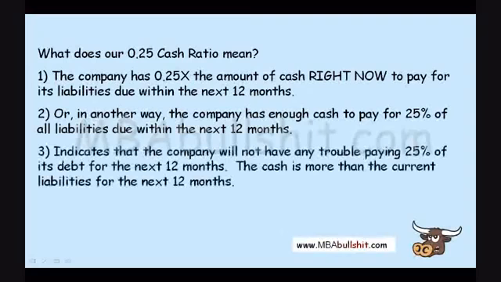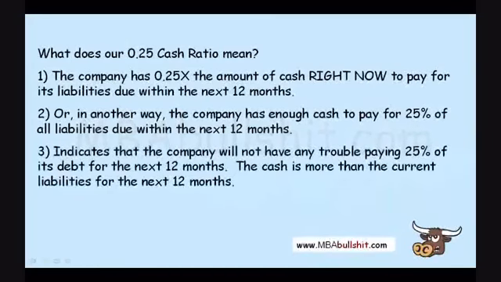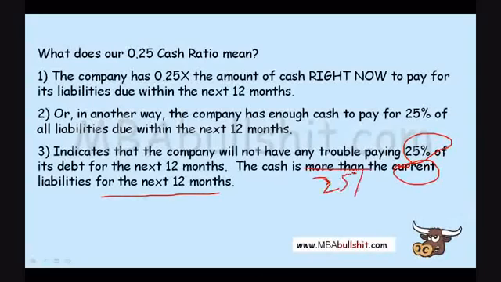12 months. So this indicates, and I use the word indicate because it's not 100% sure, that the company will not have any trouble paying 25% of its debt for the next 12 months. The cash of the company is more than enough, okay? It's just enough to pay for 25% of the current liabilities for the next 12 months. So I should have a 25% over here. Anyway, not more than. Okay, not more than.